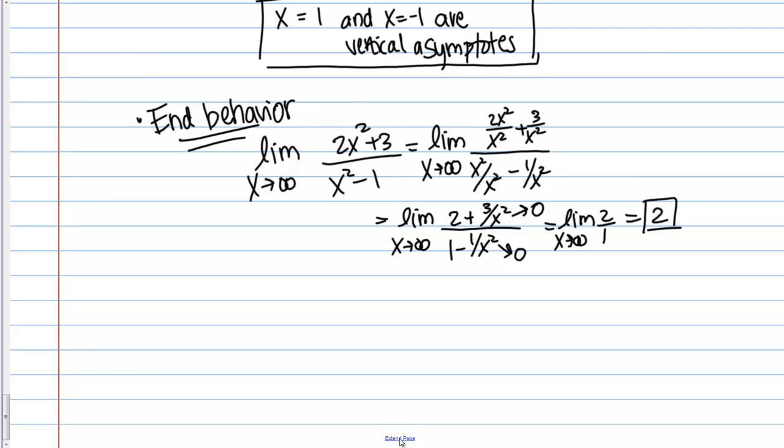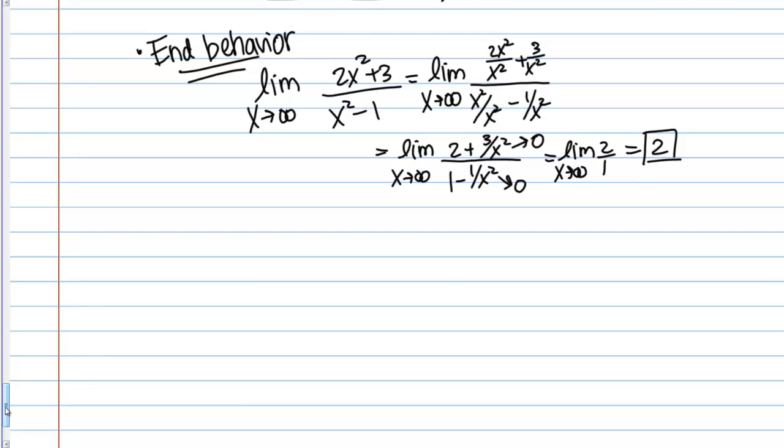Okay, so I just figured out that the limit as x goes to infinity of this function is 2. That tells me I have a horizontal asymptote, right? If the function approaches a line at infinity or negative infinity, we call that a horizontal asymptote.